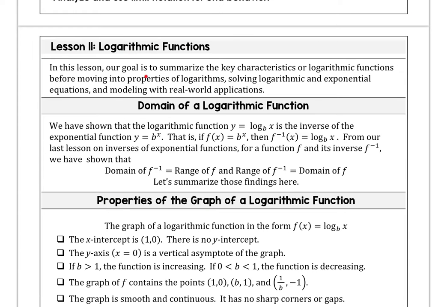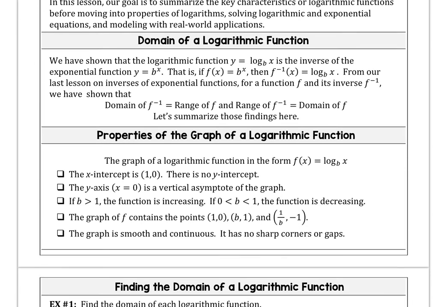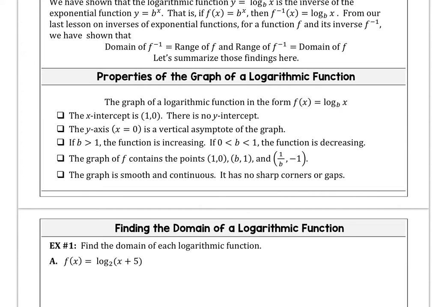So today's goal is to summarize all the key characteristics from log functions before we start talking about the properties of logs and solving both logarithmic and exponential equations, and then moving into modeling with real-world applications. We've talked about the domain of a logarithmic function from the last lesson, and you can read that here in this text box. And we also have looked at the properties of the graph of logarithmic functions.